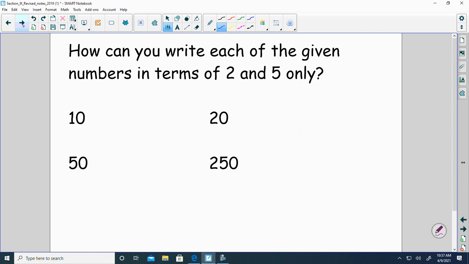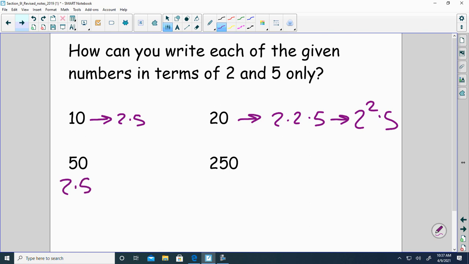Okay, so how can you write each of the given numbers in terms of 2 and 5 only? Well, 10 is the same thing as 2 times 5. Agree? 20 is the same thing as 2 times 2 times 5, which is the same thing as 2 squared times 5. Agree? 50 breaks down to 2 times 5 times 5, because 2 times 25 is 50, which then breaks down to 2 times 5 to the second.